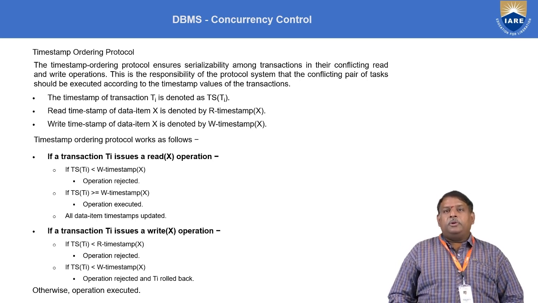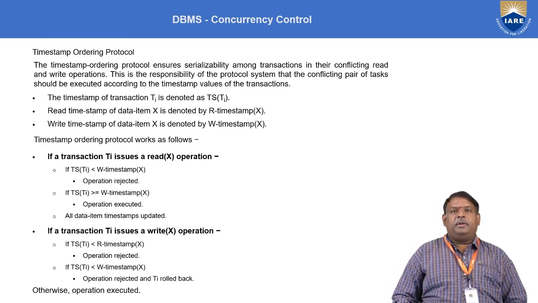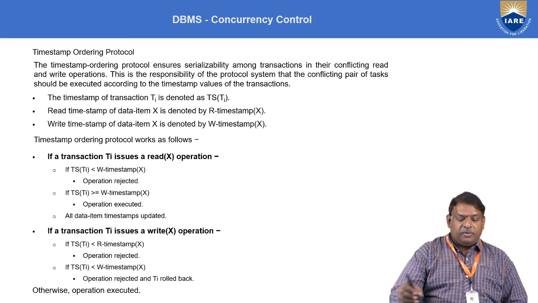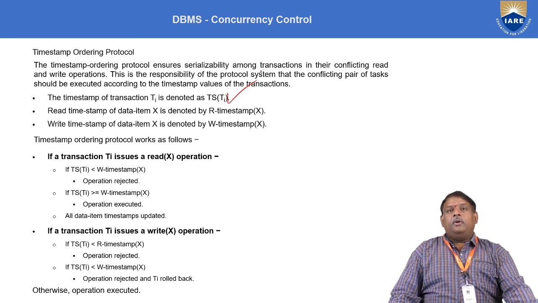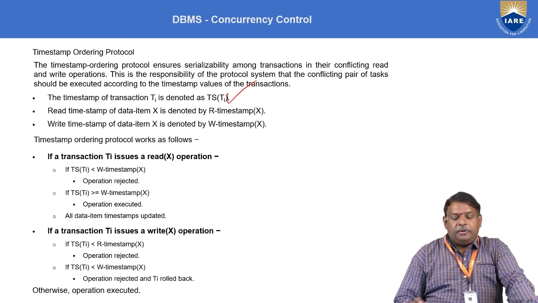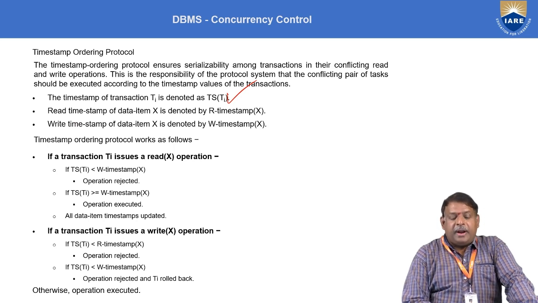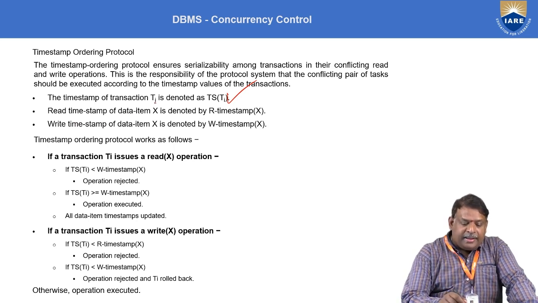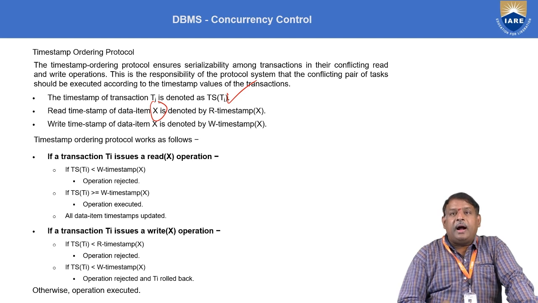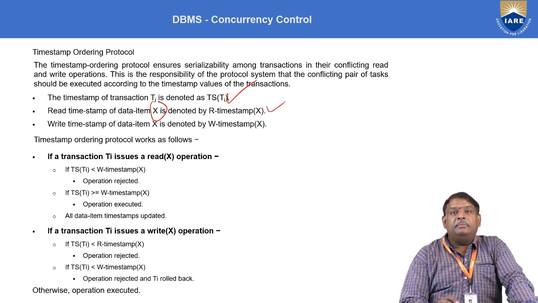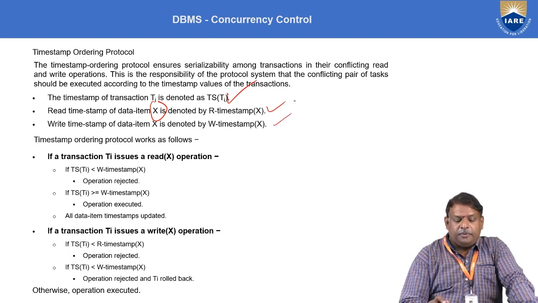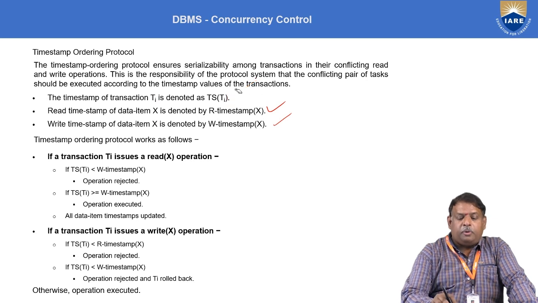Suppose you have a transaction called T1. So it will be TS of T1. TS of T1 is the timestamp of transaction T1. Now you want to read. The read timestamp of the data item X is denoted by R timestamp of X. R timestamp is nothing but read. Similarly, for writing we have W timestamp of X. Now we will see how the protocol will work.